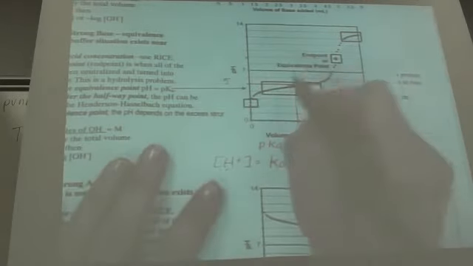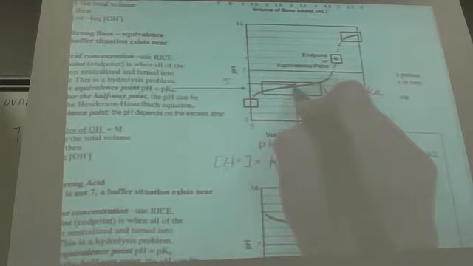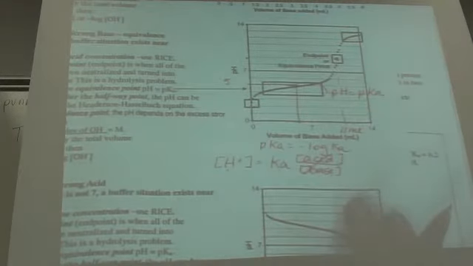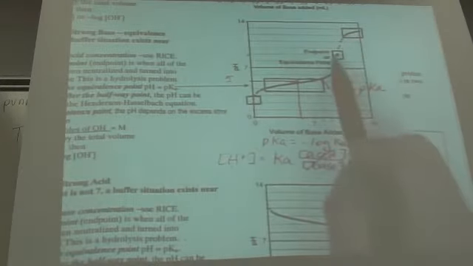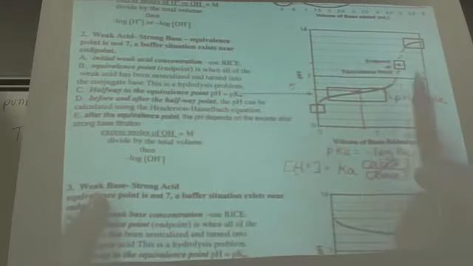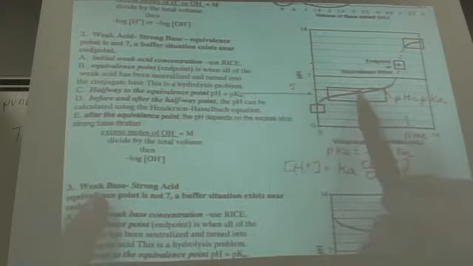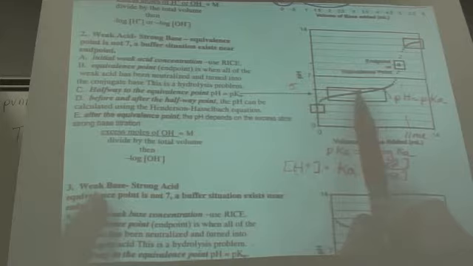All right. So this is a huge, enormous thing to know: the pH for a weak acid strong base is greater than 7. Halfway to the equivalence point, pH is equal to pKa.